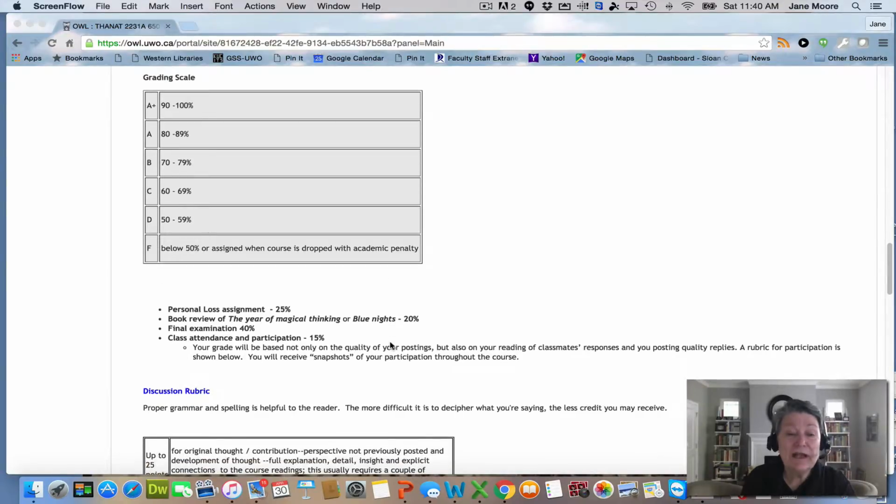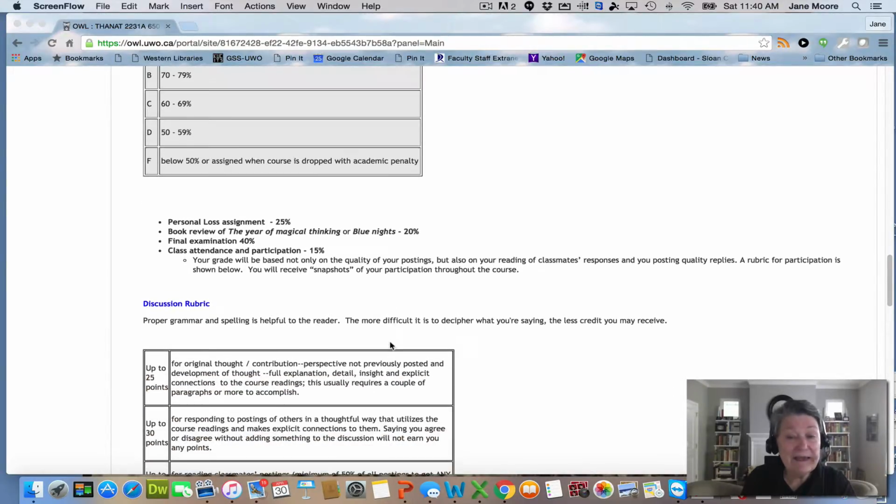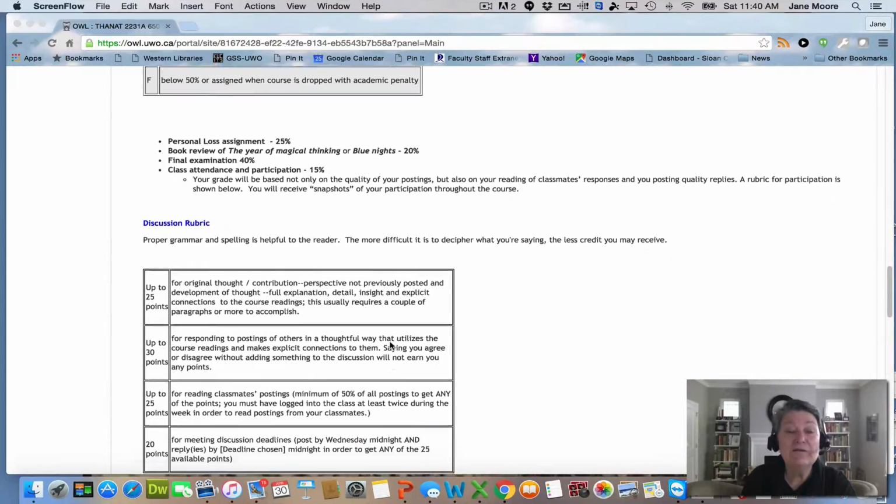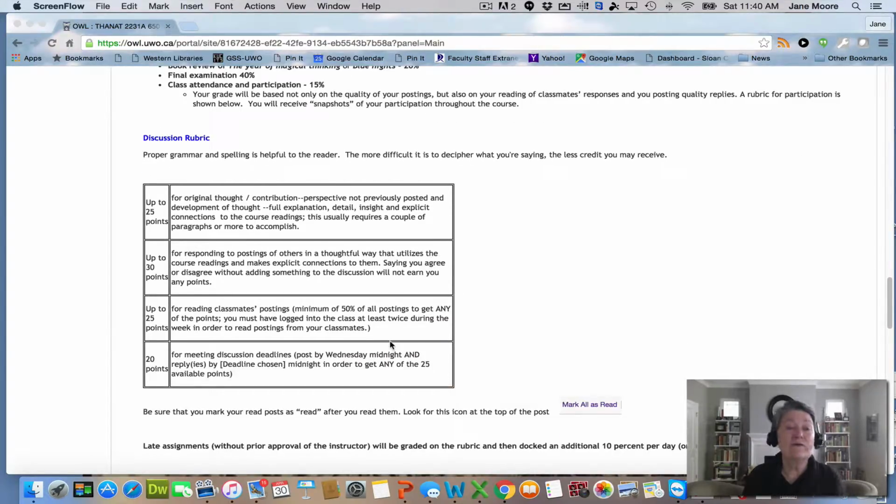For discussion, I want you to look at this rubric very carefully and read it. You can receive, of course, a total of 100 points. Up to 25 of those points are for your initial post. When I look at the initial post, I'm not looking for length, I'm looking for quality. But I must say that I am looking for explicit connections to the course readings, something that you could not have written had you not read the materials.